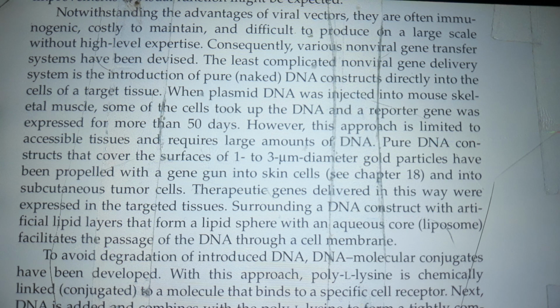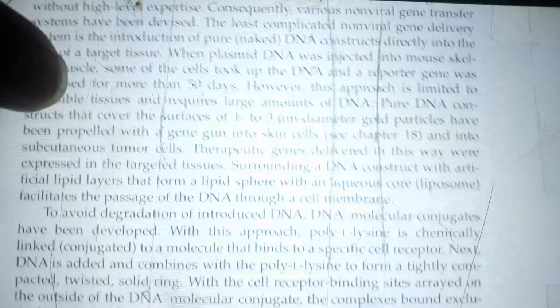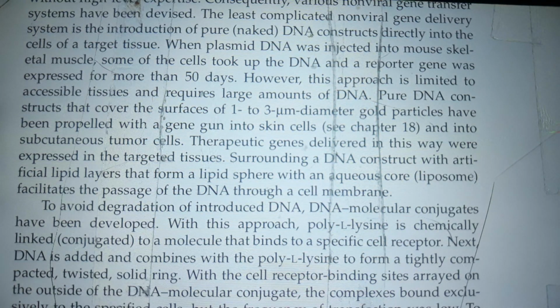Consequently, various non-viral gene transfer systems have been devised. The least complicated non-viral gene delivery system is the introduction of pure naked DNA constructs directly into the cells of a target tissue. With plasmid DNA injected into mouse skeletal muscle, some of the cells took up the DNA and a reporter gene was expressed for more than 50 days. However, this approach is limited to accessible tissues and requires large amounts of DNA.